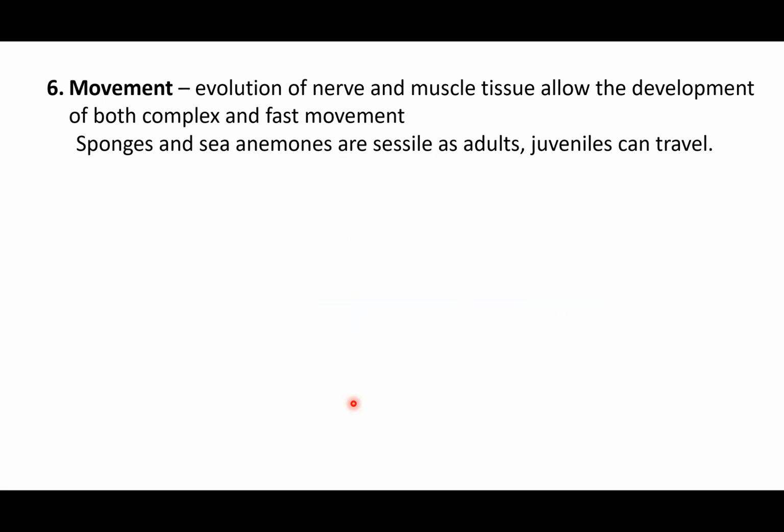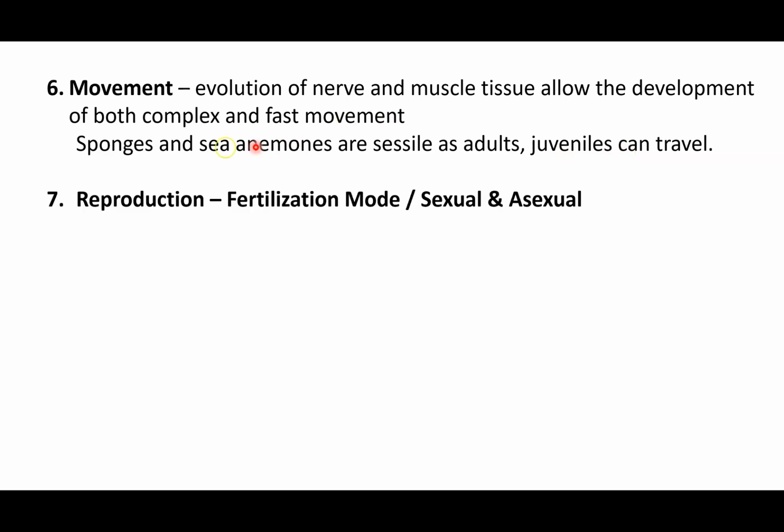The sixth criterion is movement. The evolution of nerve and muscle tissue allowed the development of both complex and fast movement modes. For example, sponges and sea anemones are sessile as adults, but as juveniles they travel. They can move from one place to another. The seventh criterion for classification of animals is reproduction.